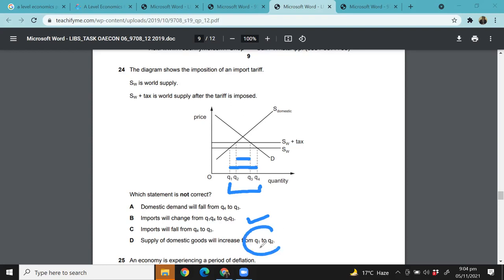Supply of domestic goods will increase from Q1 to Q2. Yes, supply of domestic goods will increase between Q1 and Q2. C is the answer. Elsa, you got it? Very good. Excellent.